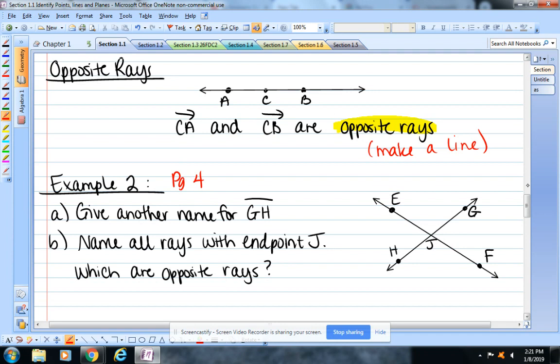What's another way I can write GH? HG. With the little segment bar over it. So HG.